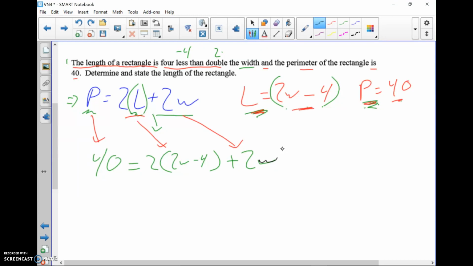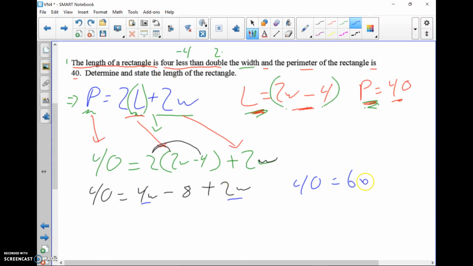All right, now we're going to do the same process we did in that little demo up above. The first thing I look for are fractions in parentheses. I don't have fractions, but I do have a distribution in parentheses. So 40 equals 2 times 2W is 4W minus 8, 2 times negative 4, and then plus 2W. I have same side like terms. So you don't need to change any signs, just combine them as they are. So 40 equals a 4W and a 2W is a 6W minus 8.